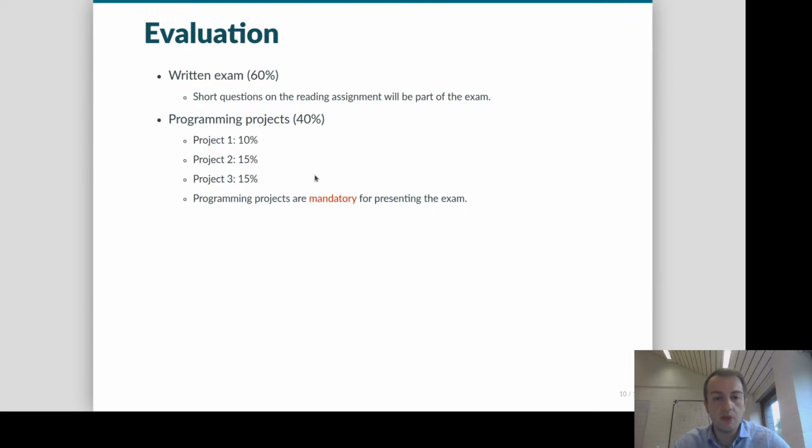Then the projects will account for 40% of the grade. The first one will count for 10% because it's easy and short. The second one for 15%, and the third one for 15% as well. You have to submit the projects if you want to take the exam. Again, details regarding the projects will be announced later.